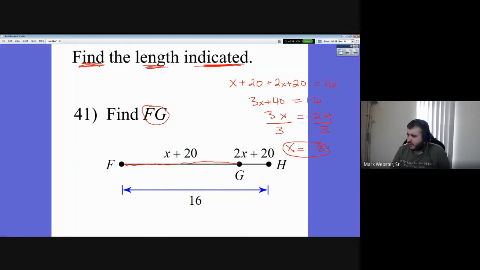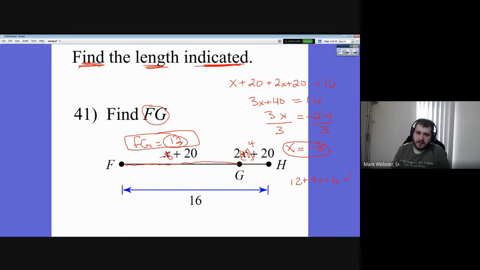So that's x, right? So let's plug it in so we can find what we're actually looking for. We do -8 plus 20. Well, that's 12. So that might be our answer. Let's just double check to make sure that what we're doing is right. 2 times -8 is -16 plus 20 is 4. Is 12 plus 4 equal to 16? Sure is. So we know that our final answer here is 12.